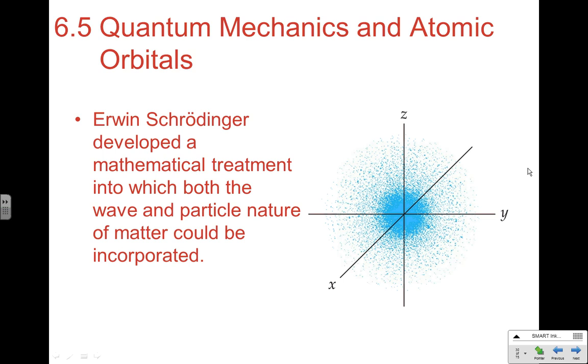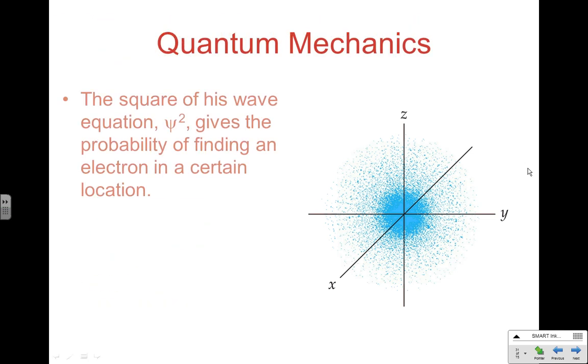And he developed what are known as the wave equations. So he came up with a mathematical treatment into which both the wave and particle nature of matter could be incorporated. So he was looking at a situation where he was incorporating both particle and wave-like properties of small particles like electrons. Because as a very small particle, its wave-like properties become very significant. And what was born here was the birth of what is now known as quantum mechanics, a different way of looking at the electron.